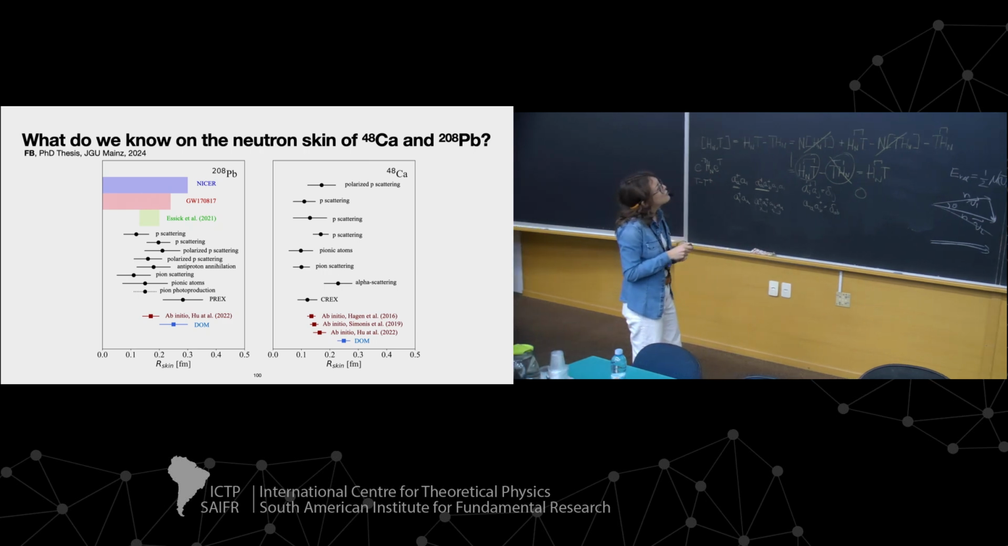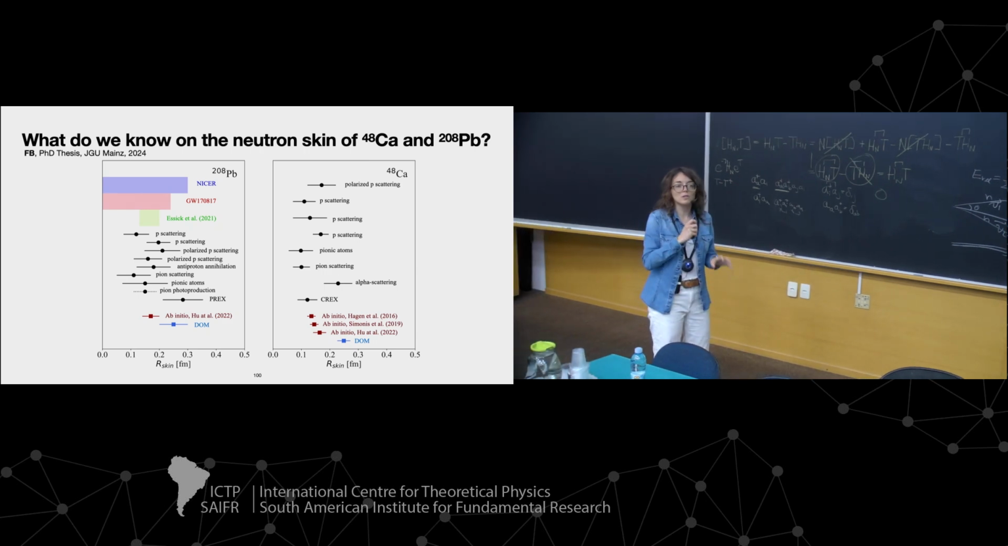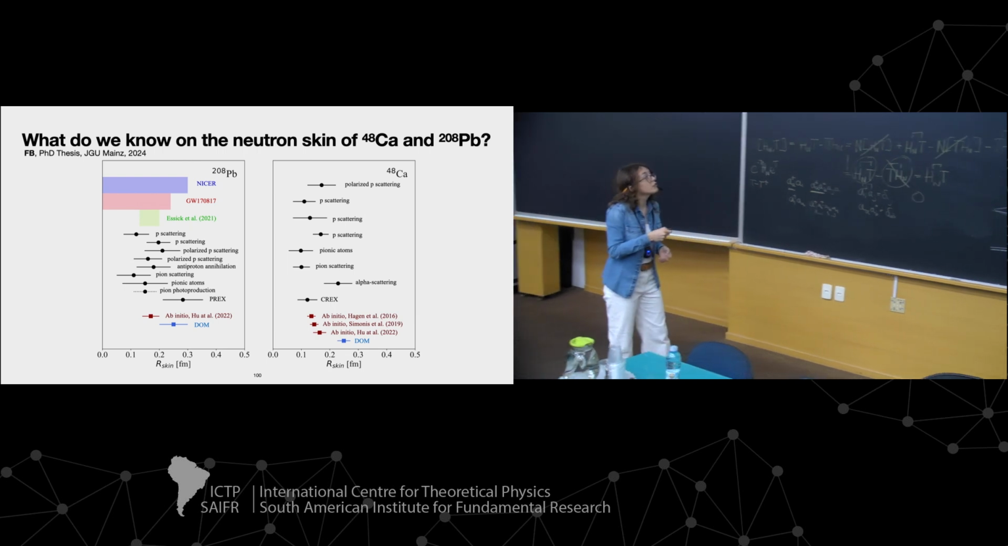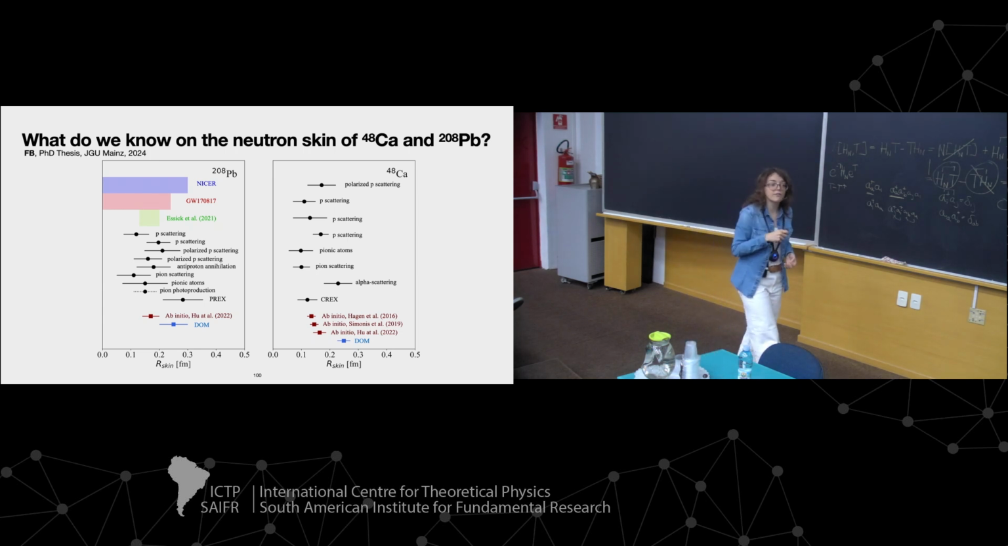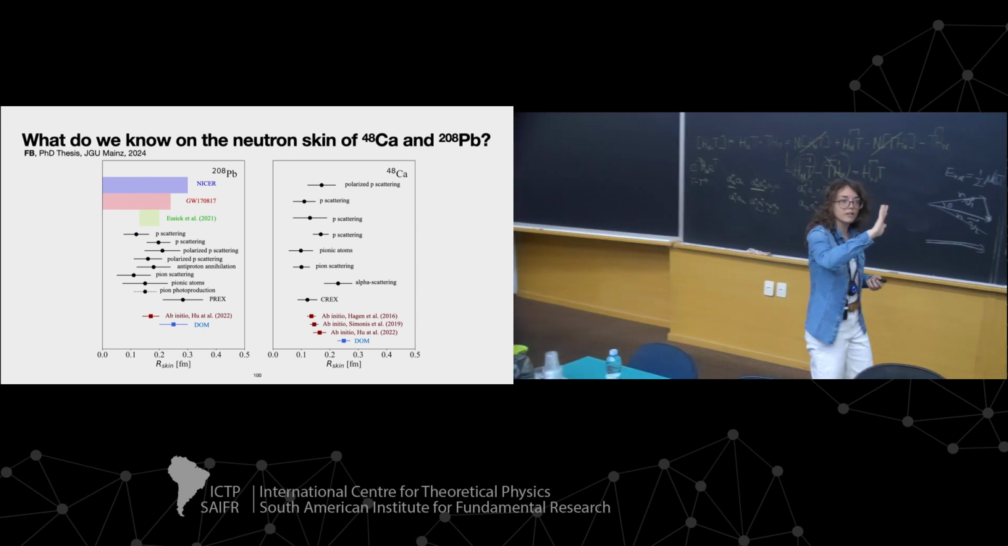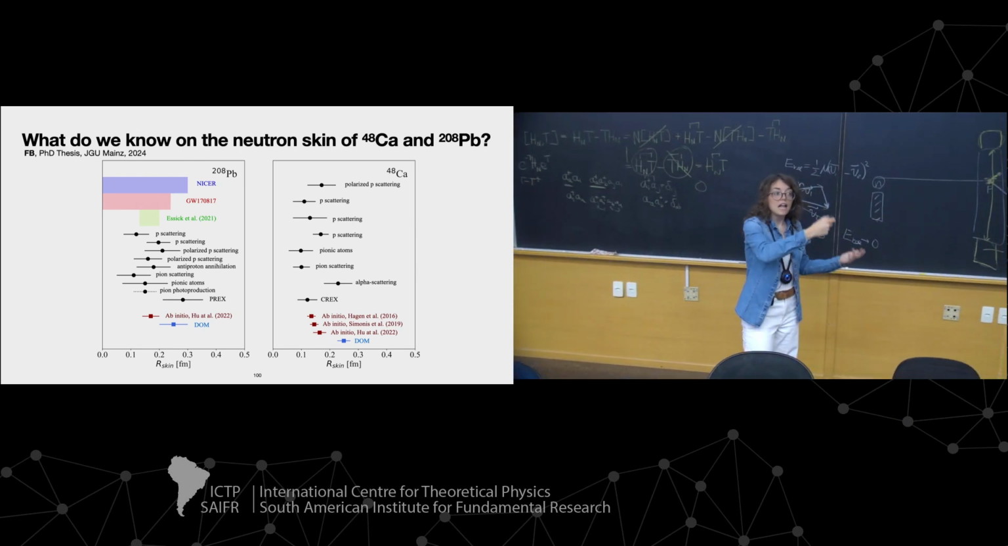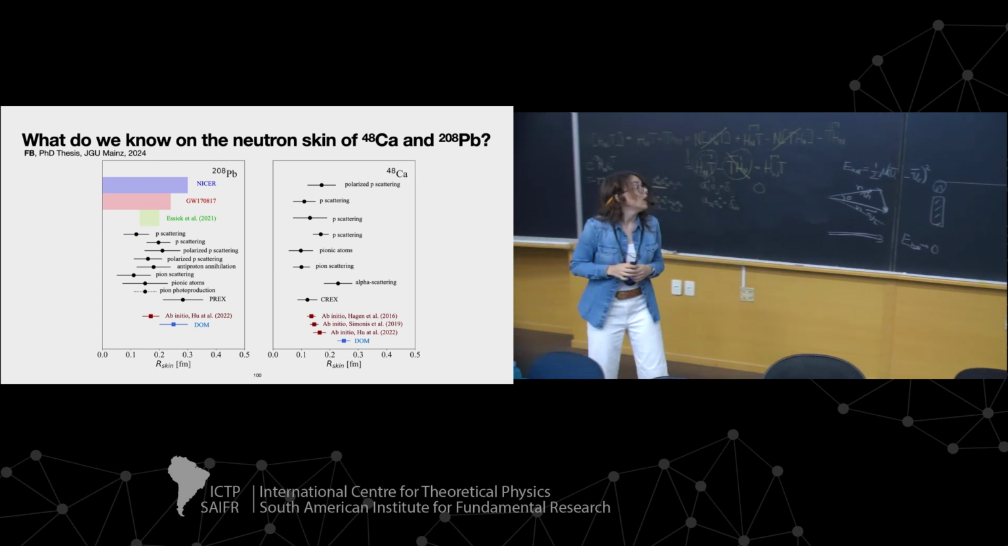In the case of calcium-48, actually, we have kind of the opposite situation. Usually, calculations are favoring lower values of the skin. Here we have some predictions that are kind of higher with respect to the CREX result, but in general, the agreement is pretty good. For example, if we take energy density functional theory, they will have a hard time putting PREX and CREX together. As you were seeing before, in fact, the density functional theory results were all favoring larger values of the neutron skin for calcium-48.